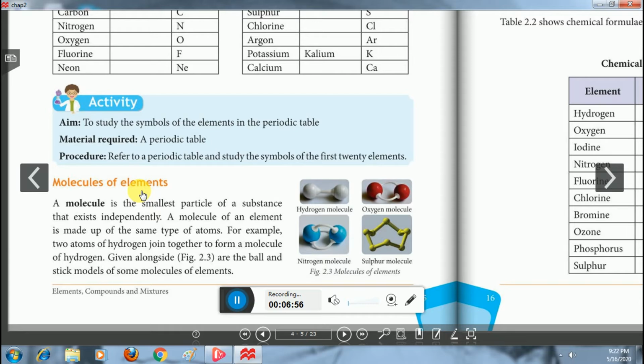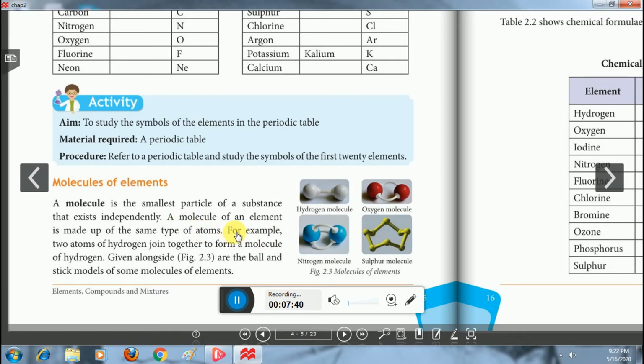Next is the molecules of elements. A molecule is the smallest particle of a substance that can exist independently. This term is very important: independently. A molecule can exist independently, but an atom can't. A molecule of an element is made up of the same type of atoms, but this is not true for a compound. For a compound, the molecule is made up of different types of atoms. However, first we'll learn the molecules of an element.